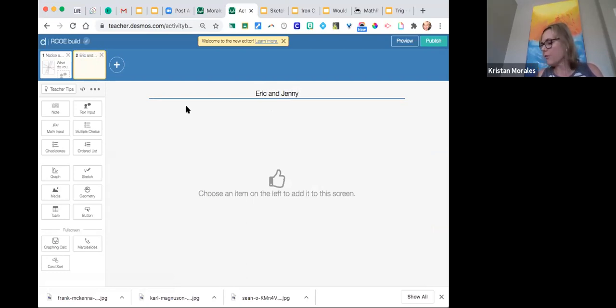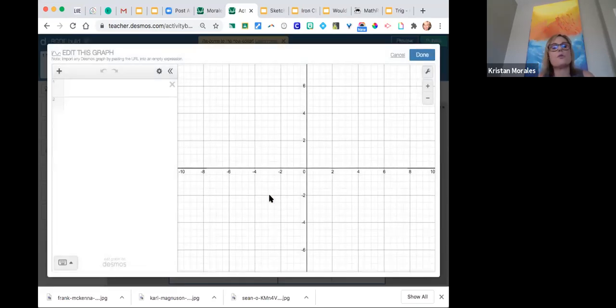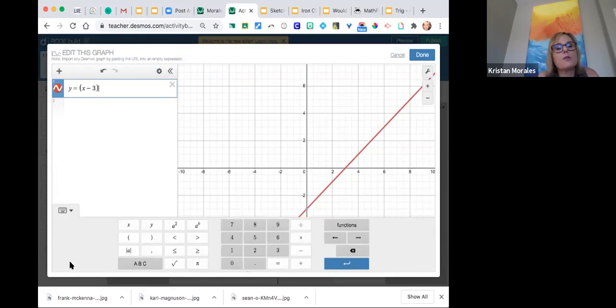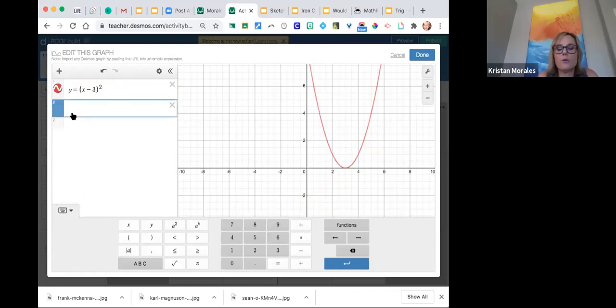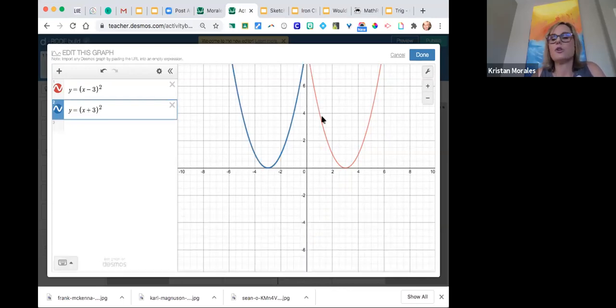And if you recall, that one had a graph. So let's go ahead and get a graph in there. And I'm going to edit the graph. And my graphs that I had on there were y equals x minus 3, and then you can pull up your Desmos keyboard and get your squared in there. And then my other one was y equals x plus 3 squared. Okay, so that looks pretty good. I got my two parabolas in there.